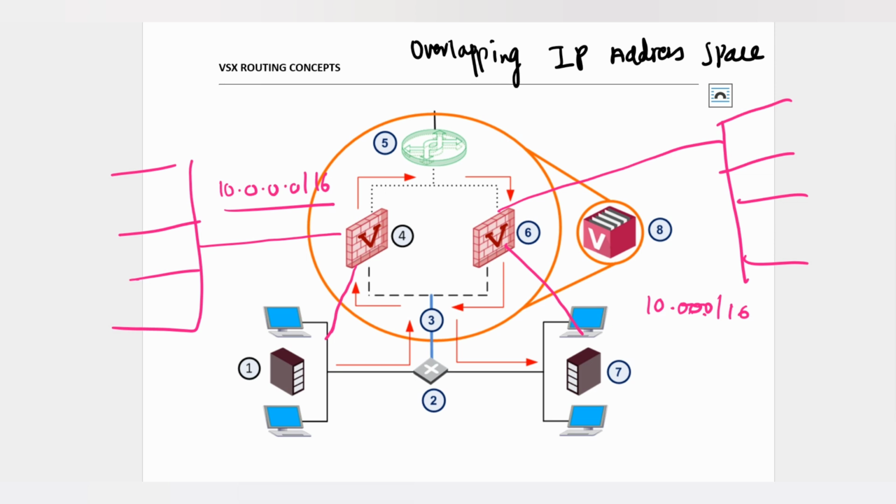So overlapping IP space in a VSX environment is possible because each virtual system maintains its own unique state and routing table. Because of the routing table and the unique state table, this overlapping IP address issue will not occur. So basically the state and routing tables can contain identical entries but within a different and segregated context, right? Of course, two different virtual systems will have two different virtual contexts, call it VRF. We already discussed that in previous videos.